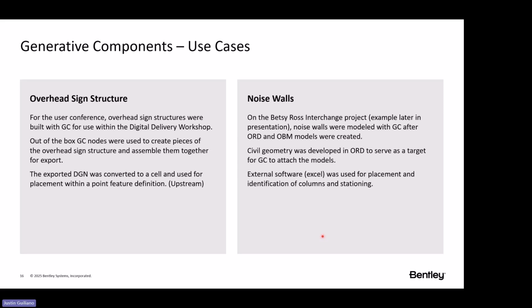It comes in really handy for linear repetitive things such as tie placements, or for noise walls like the post spacing, or if you're doing a cable barrier for posts on there as well. So a lot of repeated linear objects, it becomes very powerful.